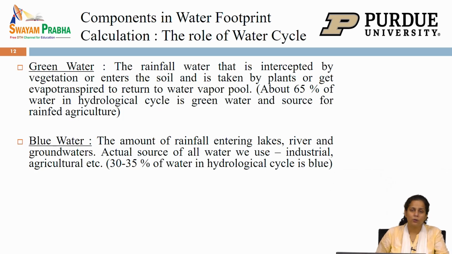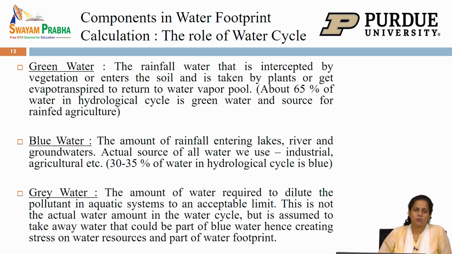Last, we also quantify what we call grey water. Grey water is the amount of water that is required to dilute the pollutant in aquatic systems to an acceptable limit. So, we think of grey water as the part of water that becomes unusable because we have polluted the water. With this approach, the actual total water footprint calculation goes beyond the virtual water content only.